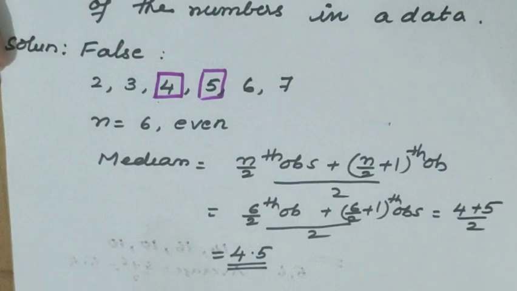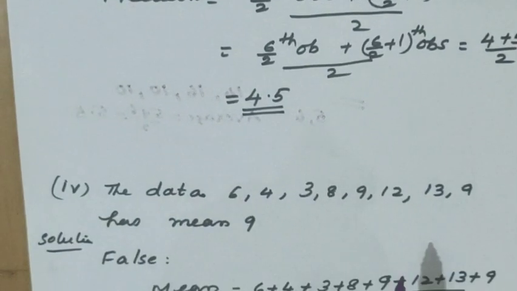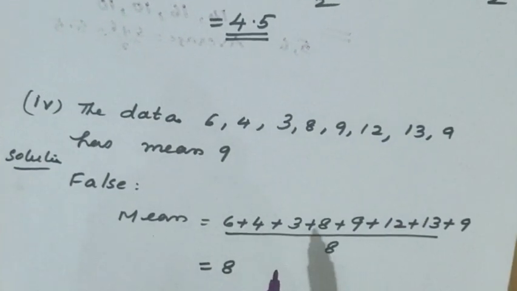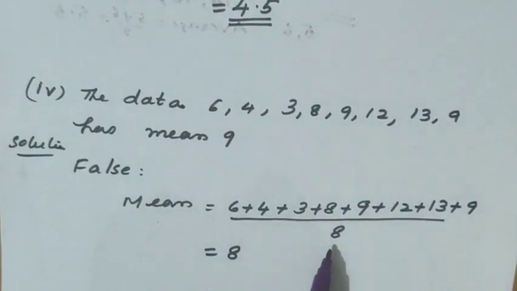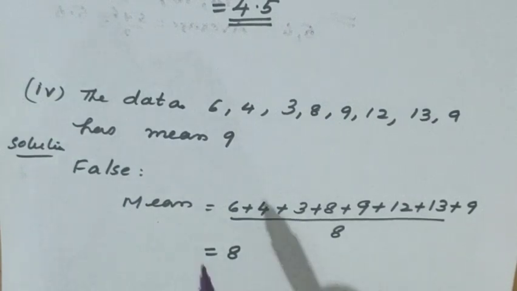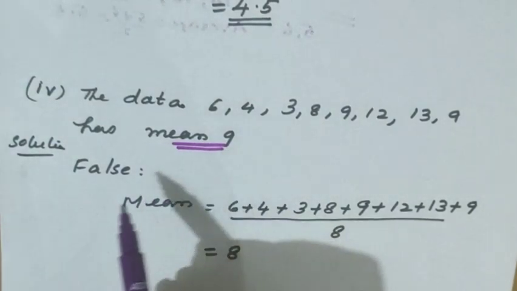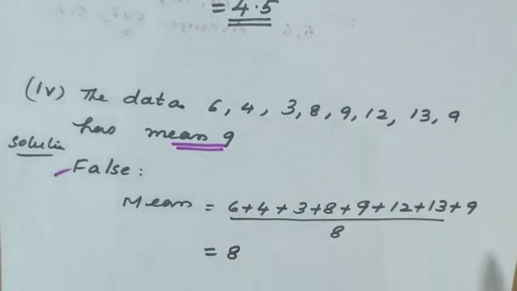Next. The data 6, 4, 3, 8, 9, 12, 13, 9 has mean 9. You know the formula very well: the sum of the observations divided by the number of observations. Just add and divide by 8, and you will get the mean as 8. They said the mean is 9, so again our answer is false, right?